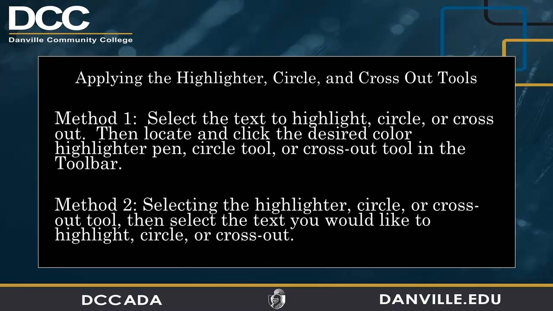There are two methods of applying the highlighter, circle, or cross-out tool to your document's text. Method 1. First select the text to highlight, circle, or cross out. Second, locate and click the desired color highlighter pen, circle tool, or cross-out tool in the toolbar. Method 2. First locate and select the highlighter, circle, or cross-out tool, then second, select the text you would like to highlight, circle, or cross out.